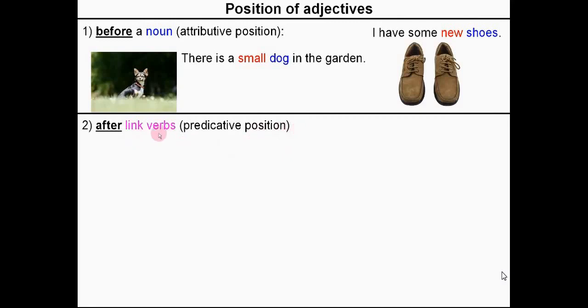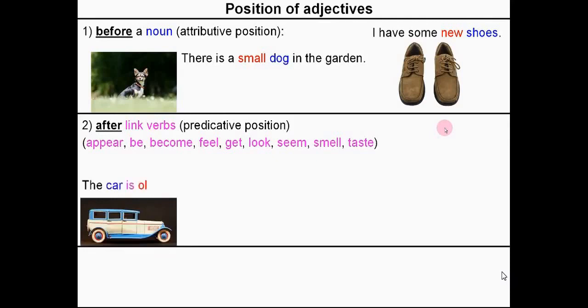So what are link verbs? Well, here are the most common link verbs: appear, be, become, feel, get, look, seem, smell, taste. And let's look at some examples. The car is old. So this is the link verb. This is the verb be.